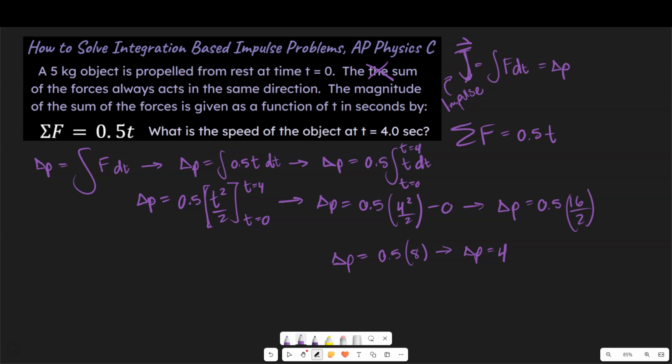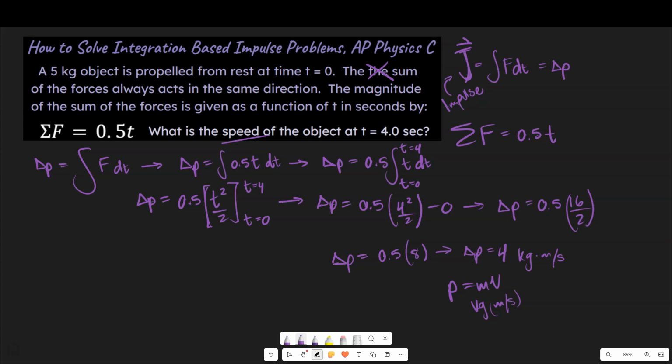And you want to think about, well, what are our units of momentum? So remember, momentum is m times v. These units are going to be kilograms. These units down here are going to be meters per second. So we're talking about in units of kilograms times meters per second. Okay, so that's the change in momentum.